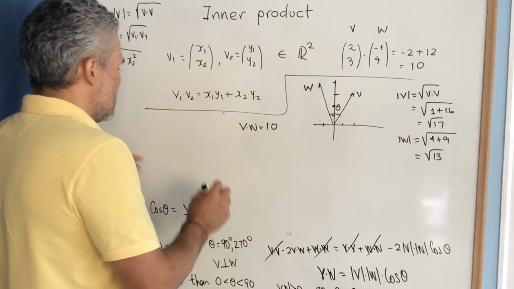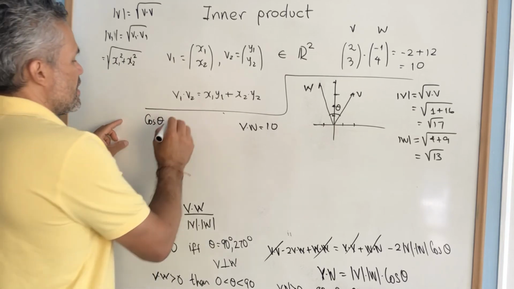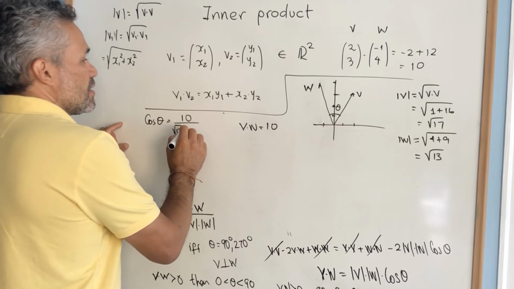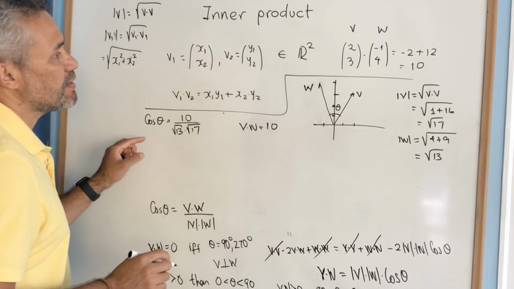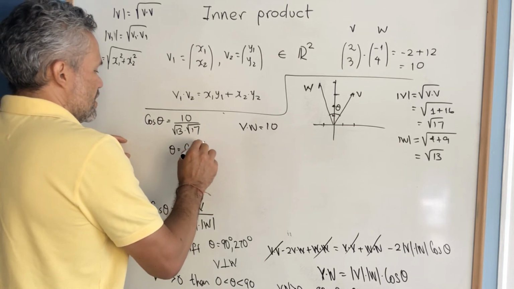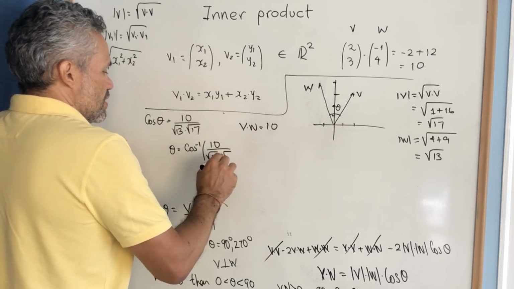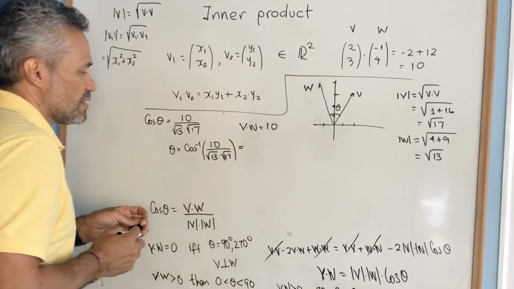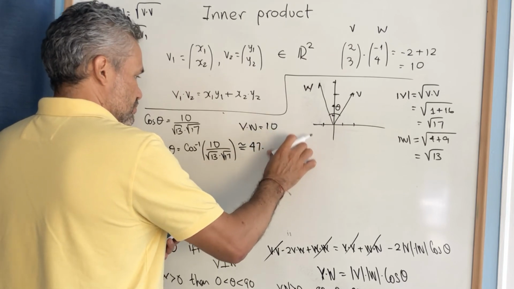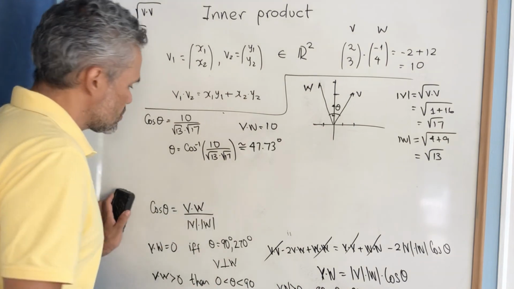That means the angle between these two satisfies that cosine of theta is 10 over the square root of 13 times the square root of 17, and therefore theta, using the calculator, is cosine inverse of 10 over the square root of 13 times the square root of 17, and this is equal to 47.73 degrees.